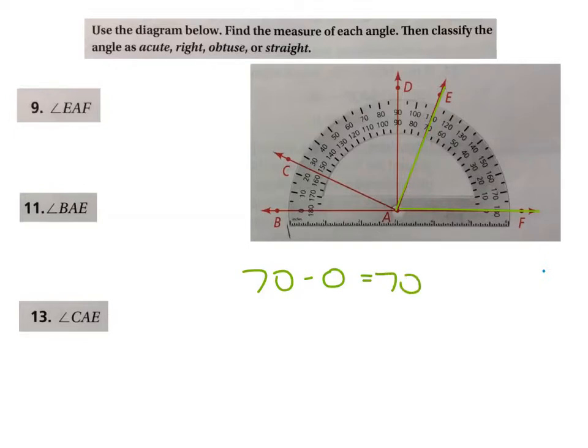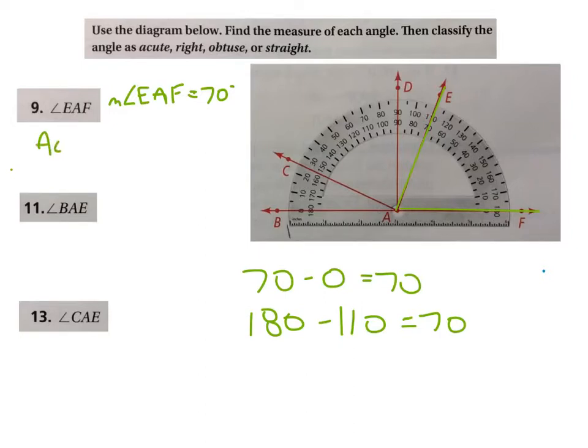We also could have started on the outside track and said that our two numbers were 180 and 110. You can see where the outside track crossed at 180 and at 110. That's still going to result in 70. So we have a measure of angle EAF equals 70 degrees. And you should know that any angle that's between 0 and 90 degrees is acute.